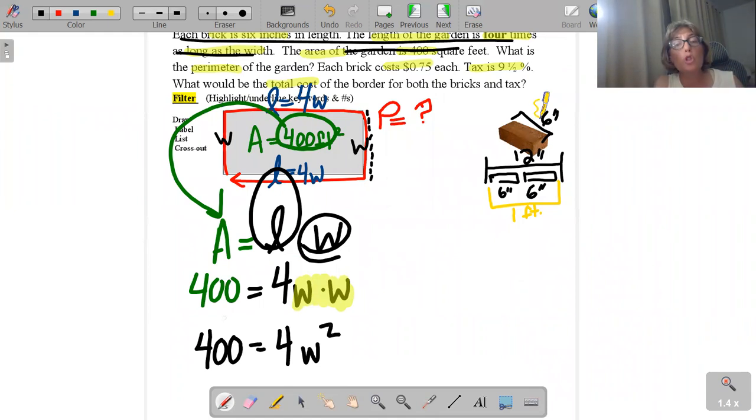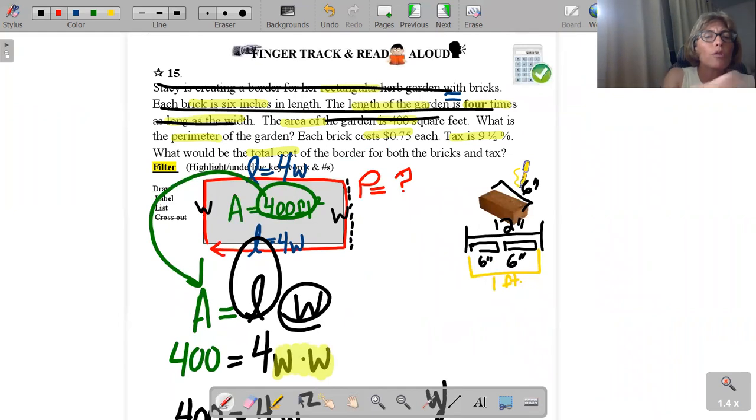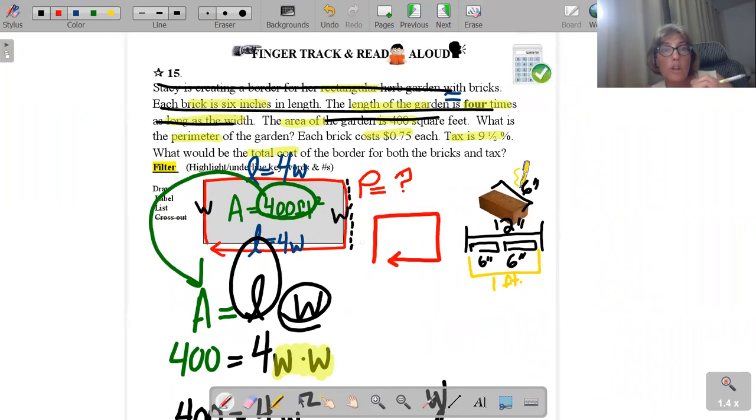Now, you solve for W. You solve for the length. You solve for the perimeter. And then realize you need 2 bricks for every foot. So you're purchasing 2 bricks for every foot. Calculate the subtotal using 75 cents a brick and then 9.5% tax.